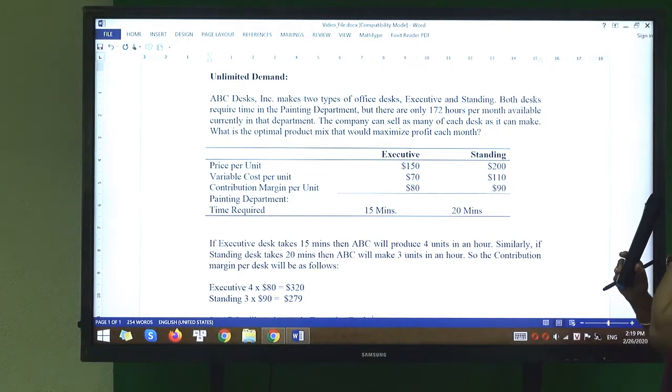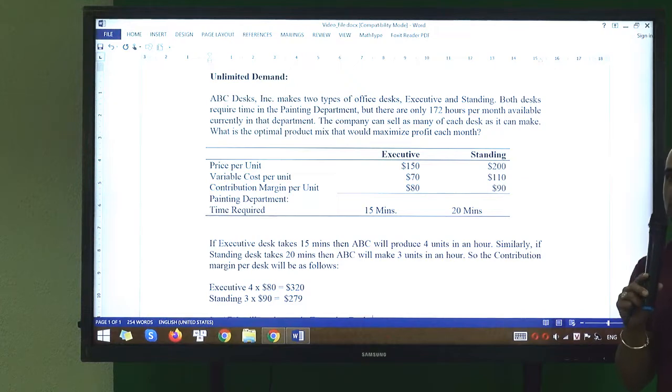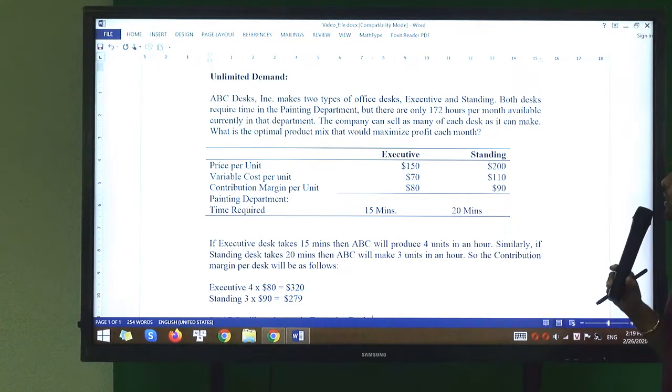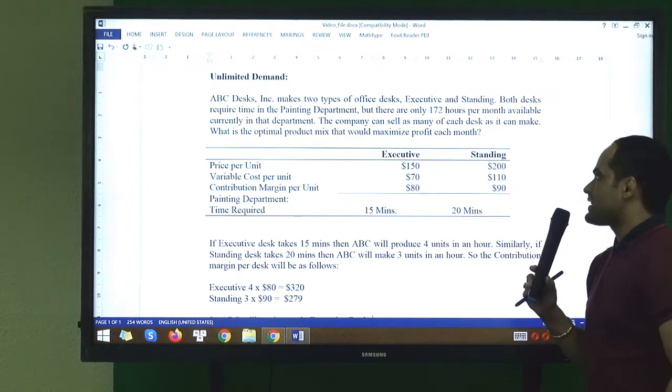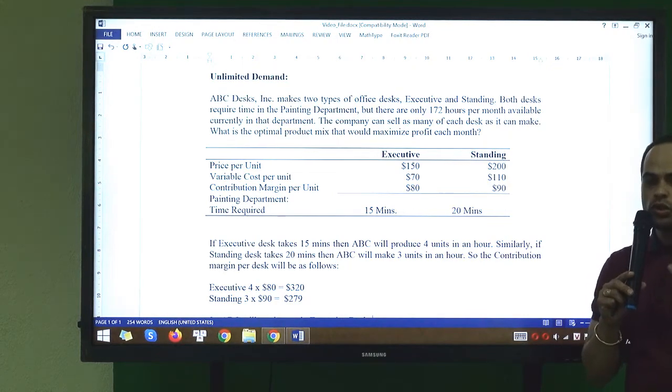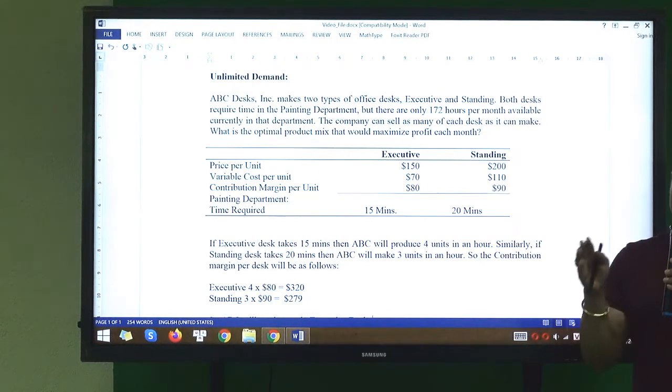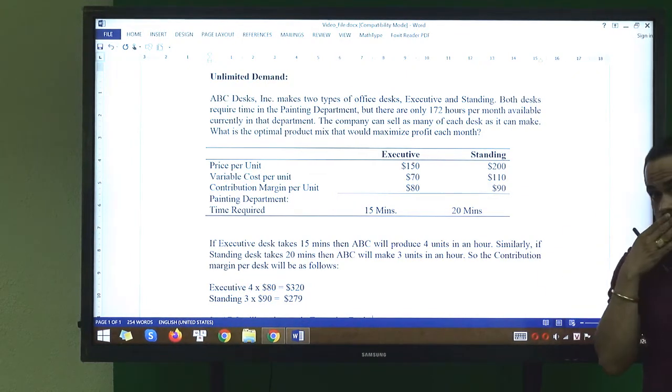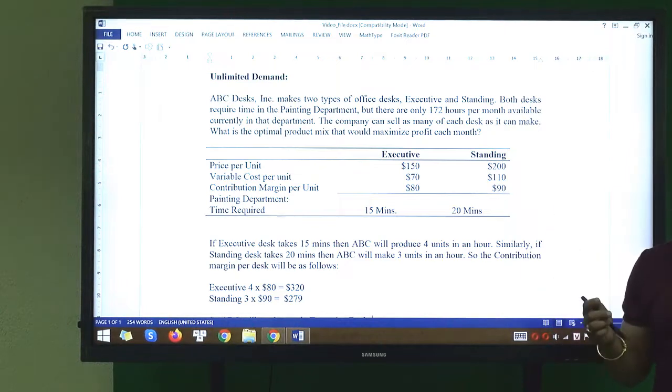So the company can sell as many of each desk as it can make. So there are no requirements for the quantity sold of that particular product, no particular demand. 10 or 20 or 200, depends. So what is the optimal product mix that would maximize profit each month? Which option is more profitable for us, whether we should produce executive first, or standing first, or only executive, sorry, or only standing, right?